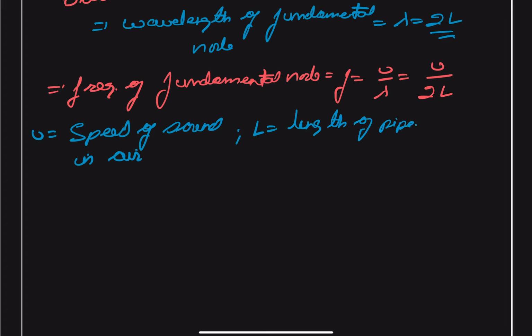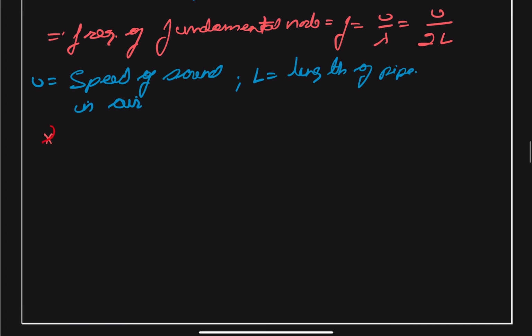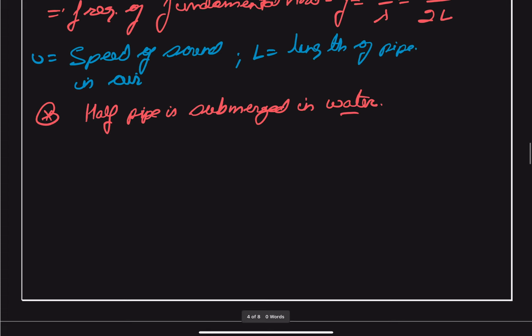Now in the question it is given that half of the pipe is submerged in water. So it means that the air column that will be present will constitute only half of the length of the pipe.